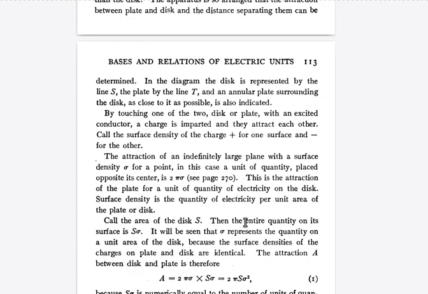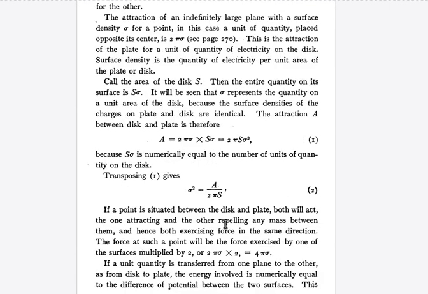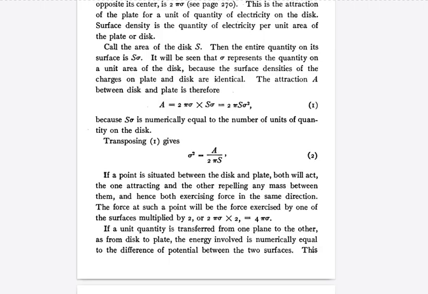Call the area of the disk capital S. Then the entire quantity on its surface is sigma times S. It will be seen that sigma represents the quantity on a unit area of the disk because the surface densities of the charges on plate and disk are identical. The attraction A between disk and plate is therefore A equals 2 pi sigma times sigma S, which equals 2 pi S sigma squared. This is equation 1.